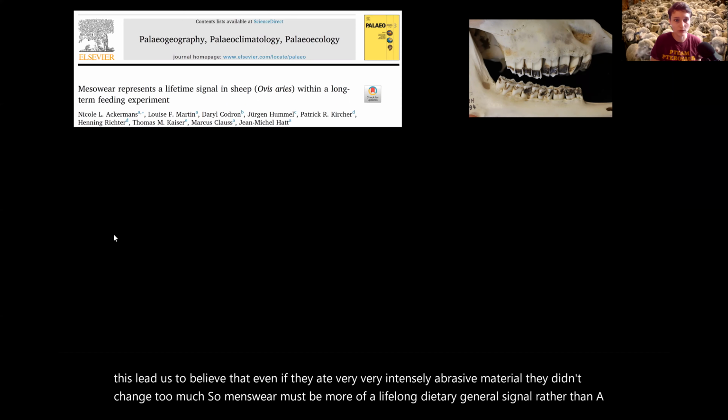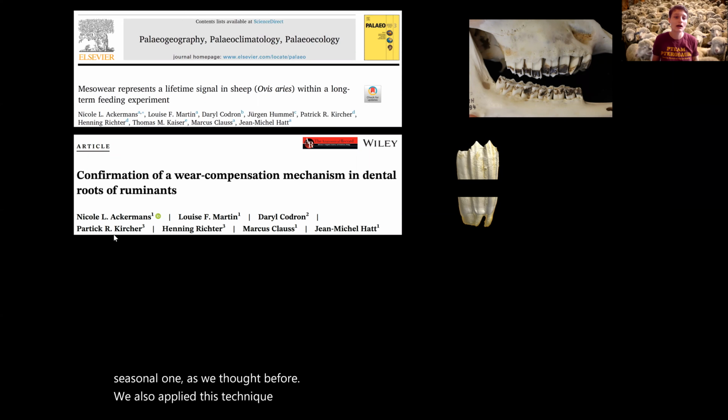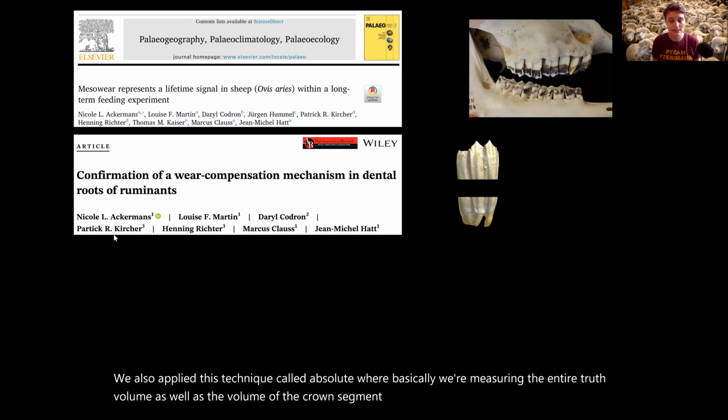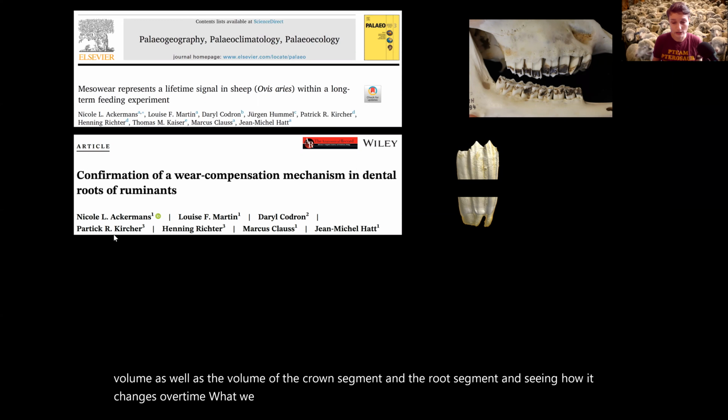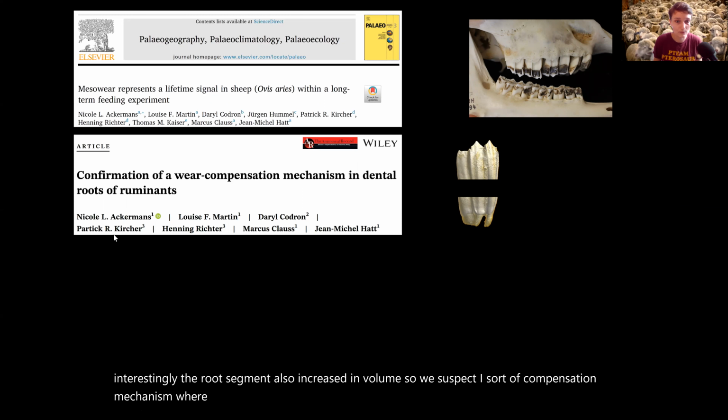as we thought before. We also applied this technique called absolute wear. Basically, we're measuring the entire tooth volume as well as the volume of the crown segment and the root segment and seeing how it changes over time. What we noticed is that the crown segment was reducing in volume, but interestingly, the root segment also increased in volume. So we suspect a sort of compensation mechanism where something like cementum is being apposed to the roots to compensate for the wear on the crown.